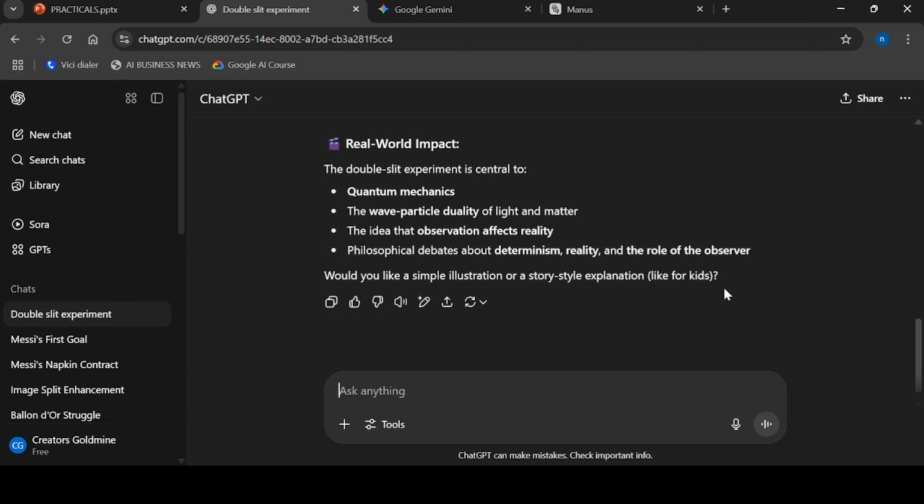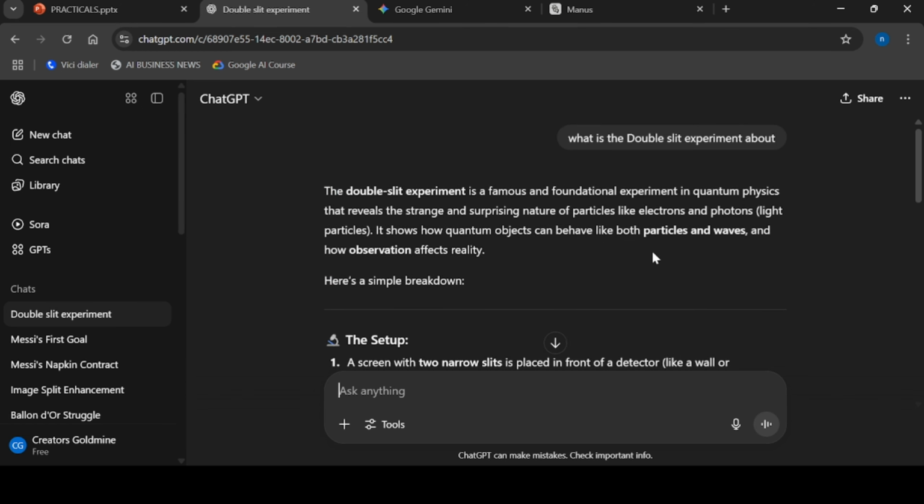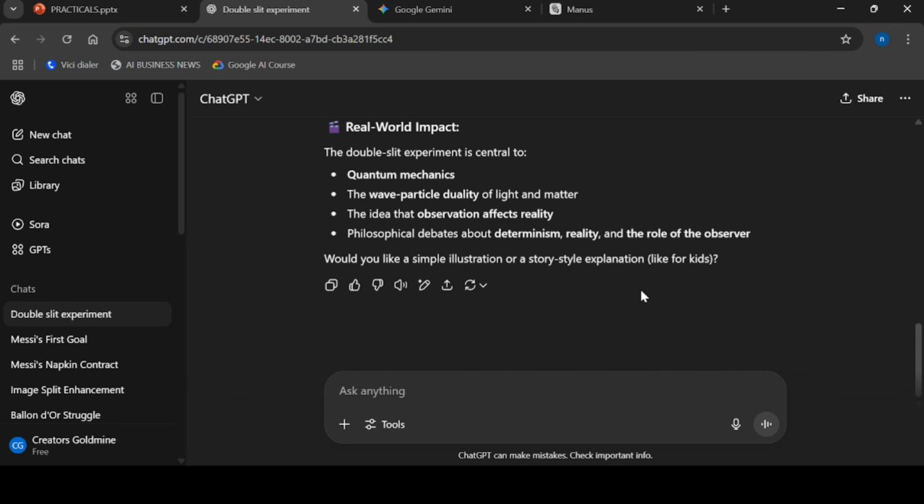Are you seeing that ChatGPT is also asking us now? See, if you don't understand these complex concepts it gave here, it can break it down for you like a kid. Okay, now I'll tell ChatGPT, break this down for me like I am a 5 year old.